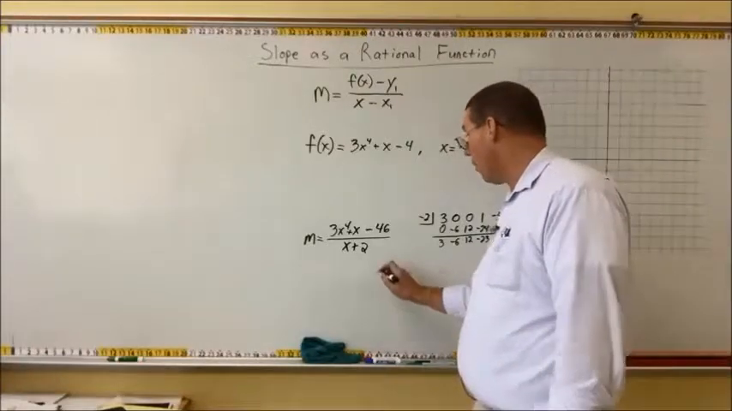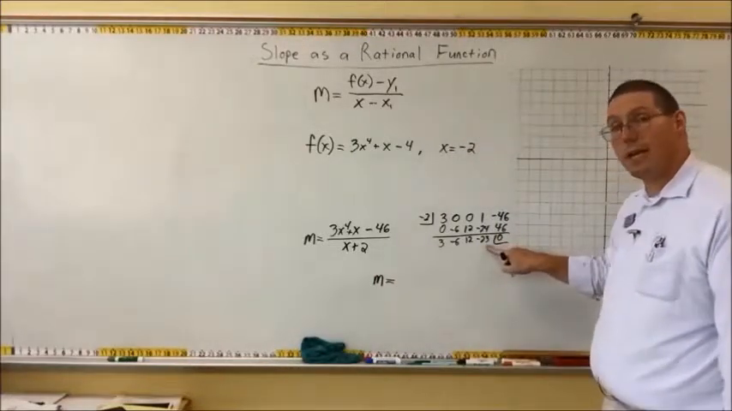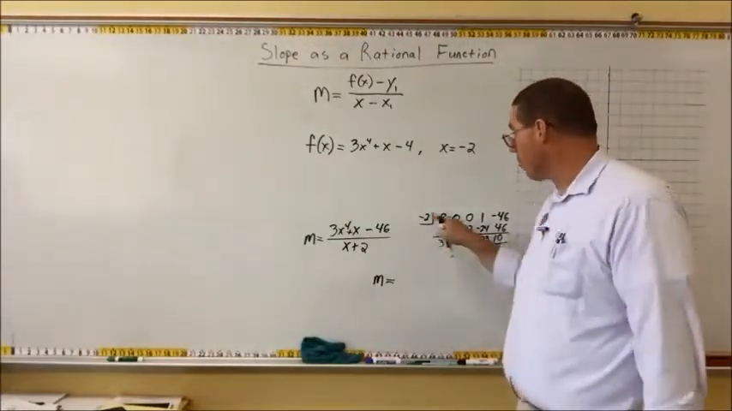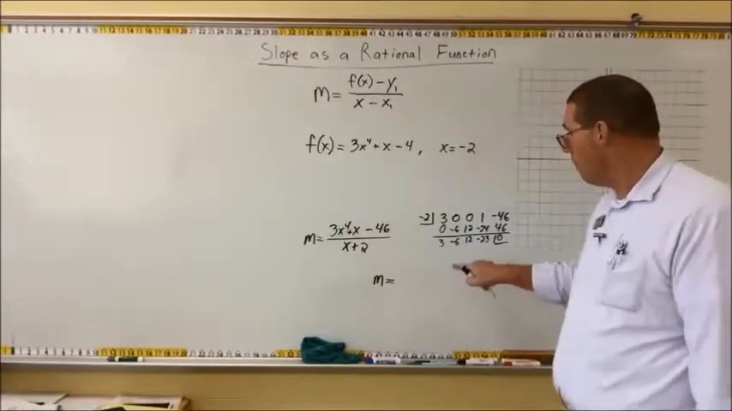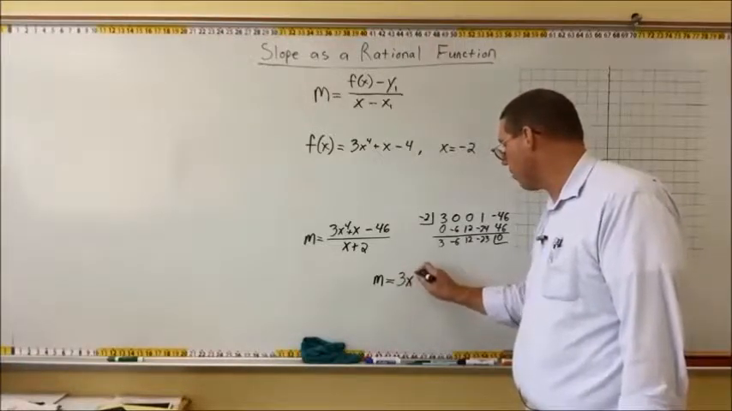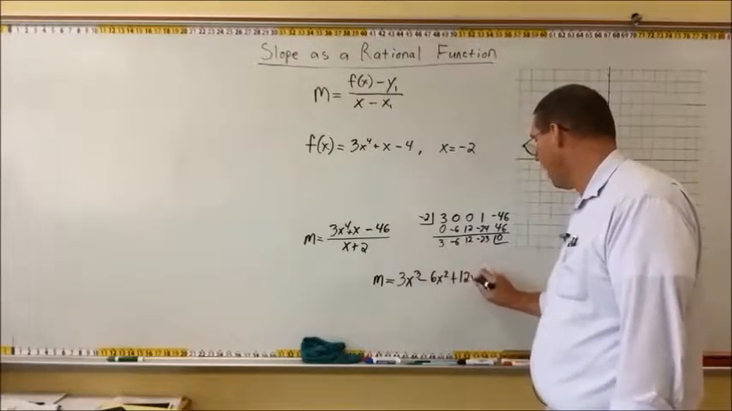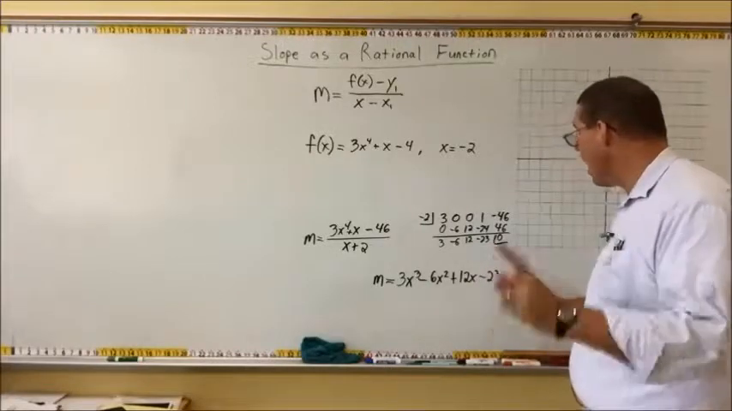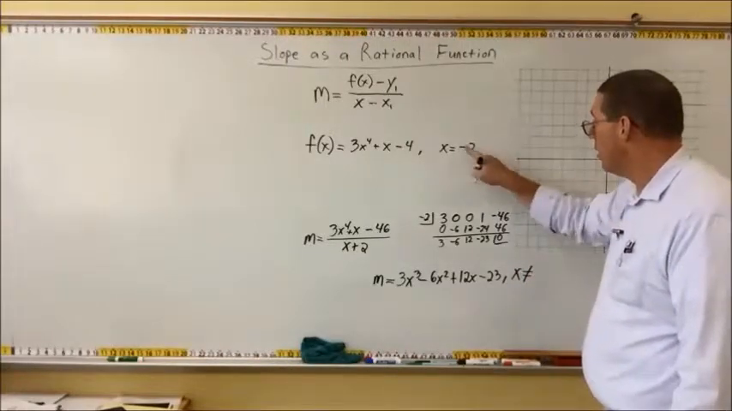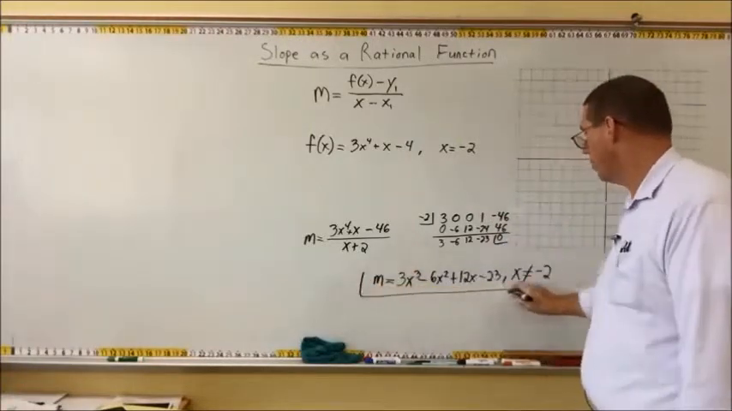And so now, our slope, our final answer, m, is going to be equal to this down here. This is our answer right here, but we have to turn it into a polynomial. When we started the division, it was an x to the 4th power, meaning this is an x to the 3rd power. So our slope function is 3x to the 3rd power minus 6x squared plus 12x minus 23, and x cannot equal negative 2. Ta-da! There we go. And this would be your final answer.